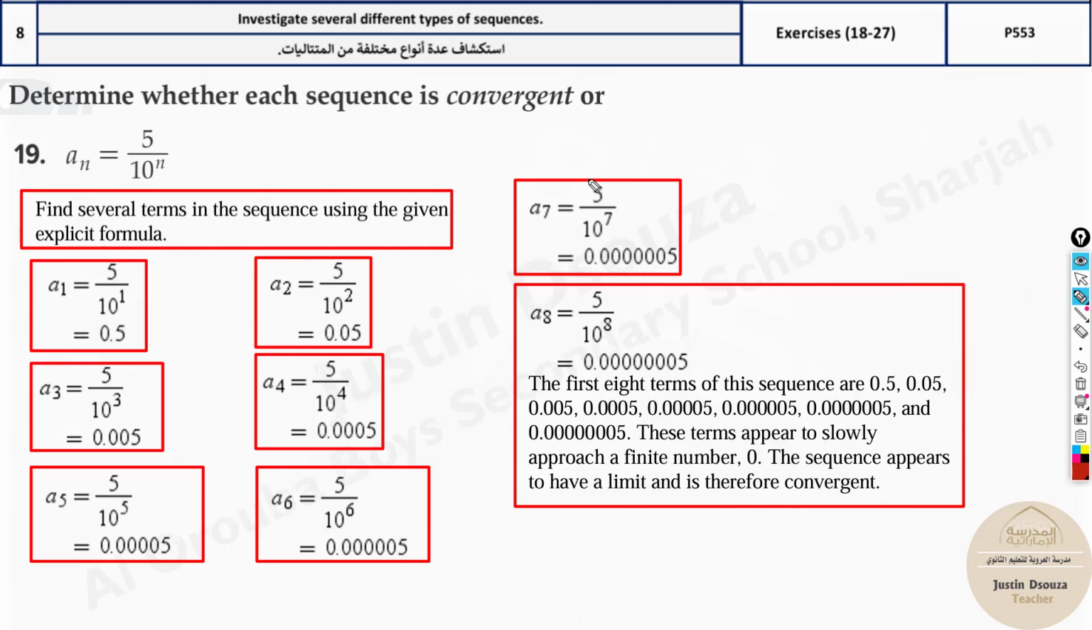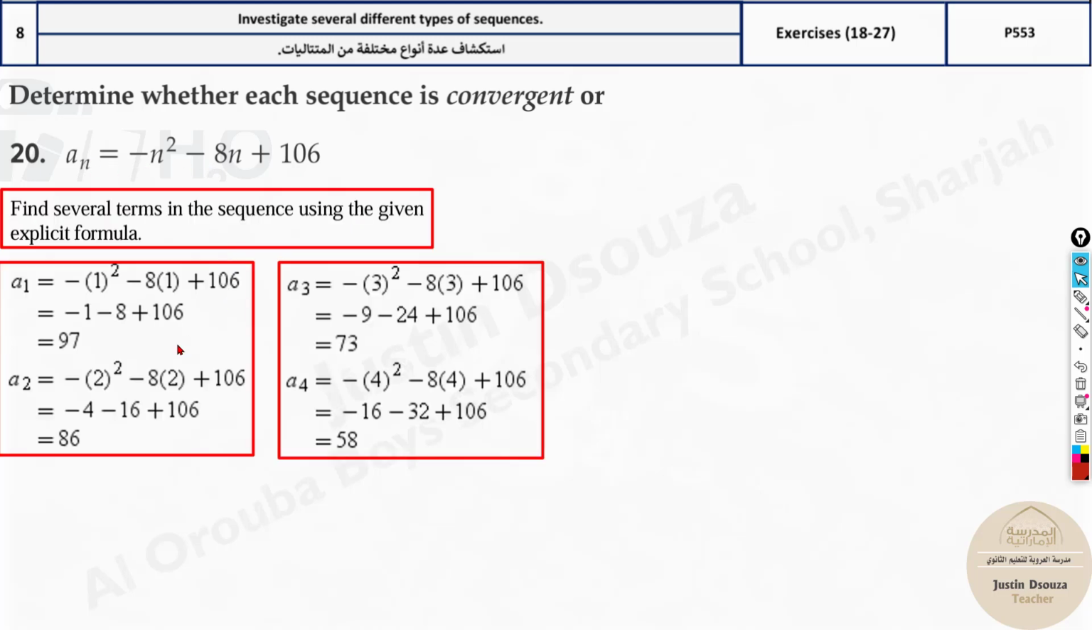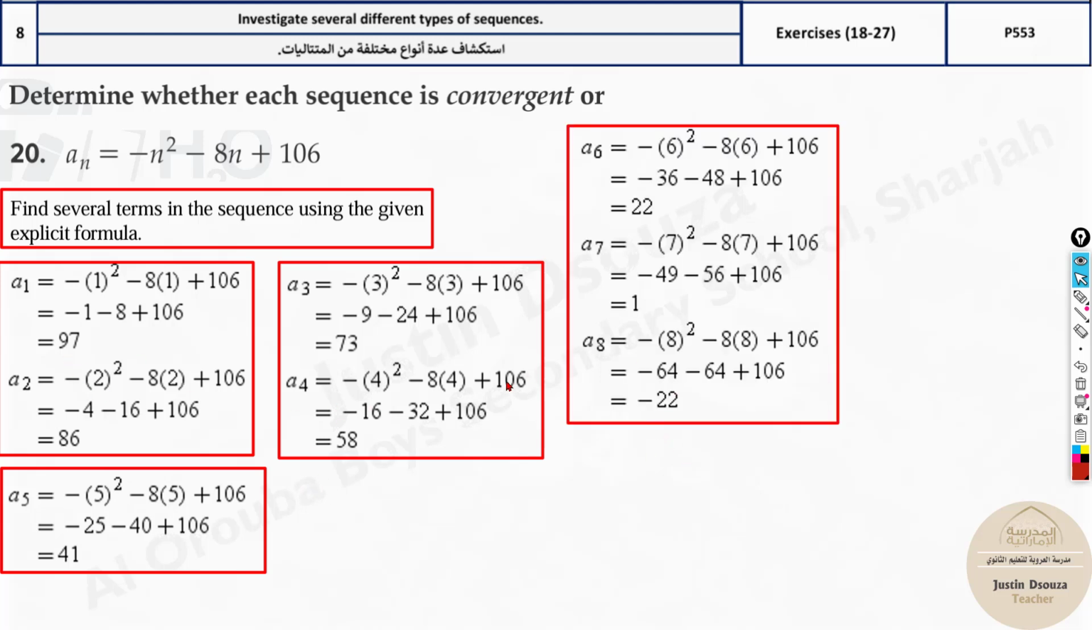See, the values over here are converging, towards 0. So no matter what, all the values are going towards 0. Therefore, this is a convergent series or sequence. So this is it. Now, what about this same concept over here again? Just substitute the n values 1, 2, 3. You get the values, answers, and then you can see what is happening here.